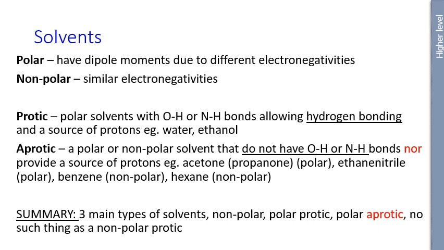Examples of those are acetone, which is polar but aprotic, ethanenitrile, which is polar but aprotic, or the two non-polar aprotic solvents, benzene and hexane. So in summary, there are three main types of solvents: non-polar, polar protic, and polar aprotic, and there is no such thing as a non-polar protic solvent.